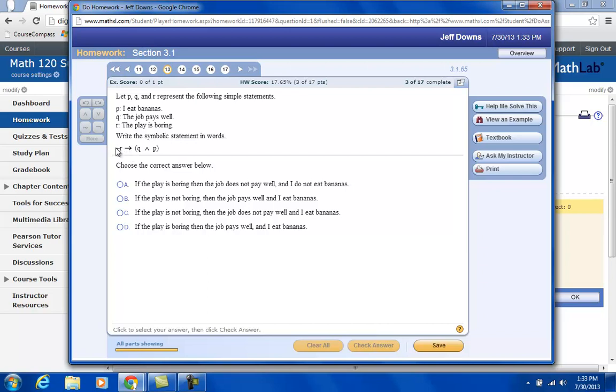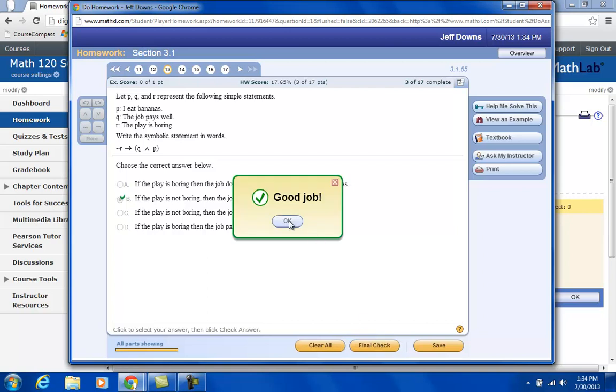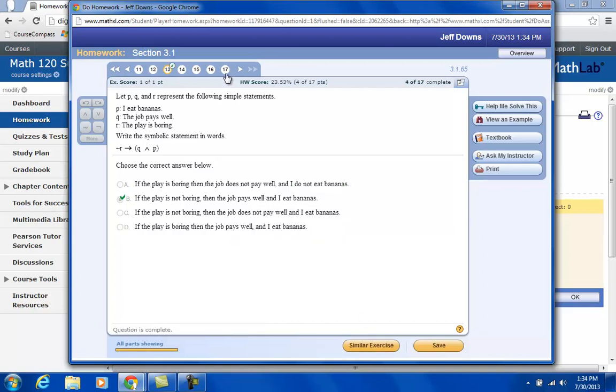And there's an if then, because it's this conditional symbol. If the play is not boring, then Q, the job pays well, and P, I eat bananas. So if the play is not boring, one of these two, then the job pays well and I eat bananas. Must be B. Hey, we got it right. Let's look at 17.